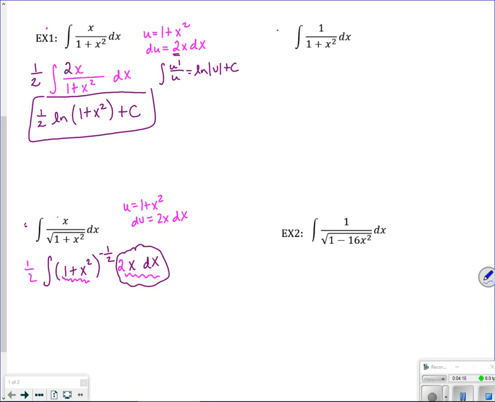So how do you integrate something to a power? I increase the power by 1 and divide by that power, or multiply by the reciprocal since it's a fraction. I can't forget that I also have this 1/2 that gets brought down. What's inside here doesn't change. And so what do I get? Those go away, and I get the square root of 1 plus x squared plus c.